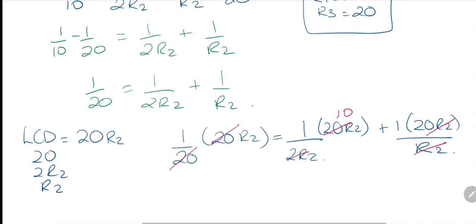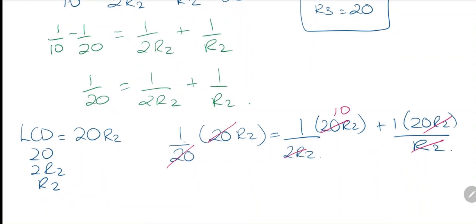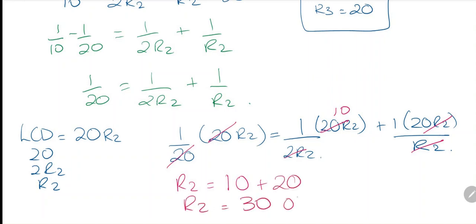So if we multiply what we have, we've got 1 times R2. So that's just going to be R2. And then we have 1 times 10, it's just going to be 10. And then we have 1 times 20, which is just going to be 20. So R2 will be 30 ohms.